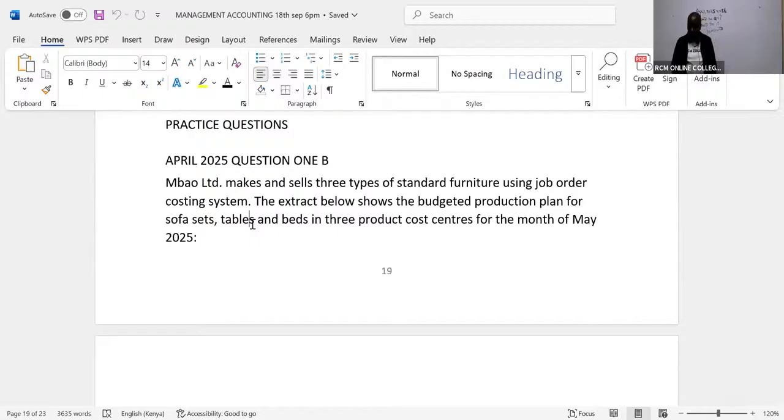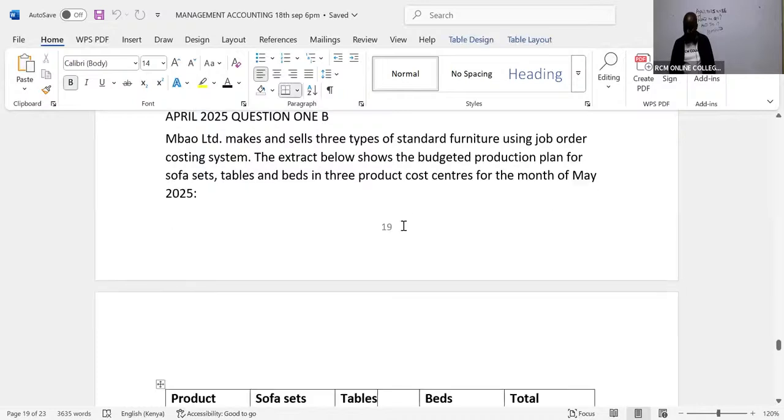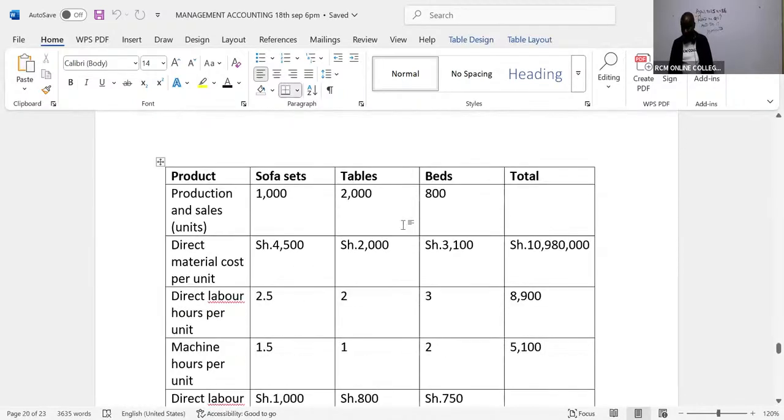But before I start even the introduction, there is a very good questionnaire that connects ABC to this traditional method. So I read it. We are told Bao Limited makes and sells 3 types of standard furniture using job order costing system. The extract below shows the budgeted production plan for sofa sets, tables, and beds in 3 production cost centers for the month of May 2025.